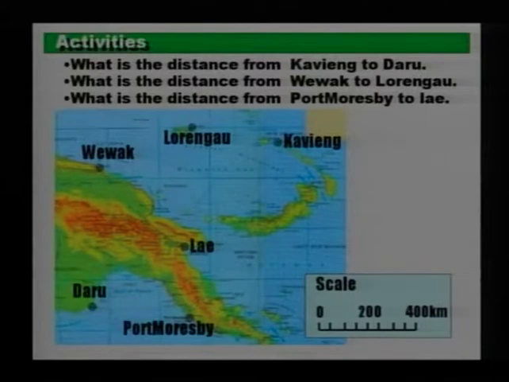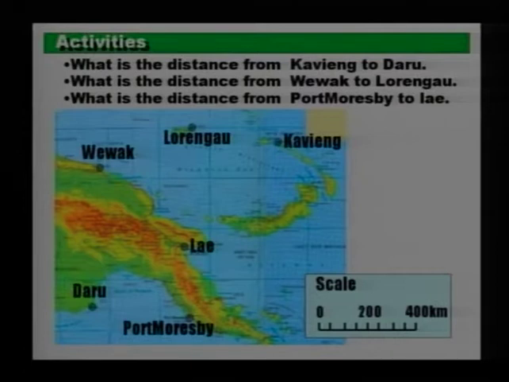Volunteer. Next to Silo. Our friend next to Silo, you are going to do the second activity from Kavieng to Daru on the board here. Quickly. We start from this side. Vivek to Lorengau. Caleb. Vivek to Lorengau quickly. And Port Moresby to Ley. Port Moresby to Ley.